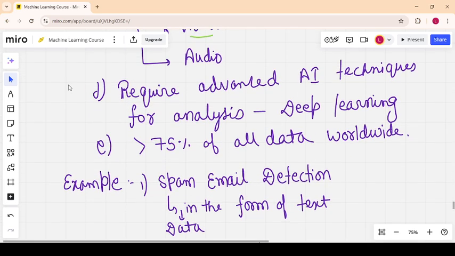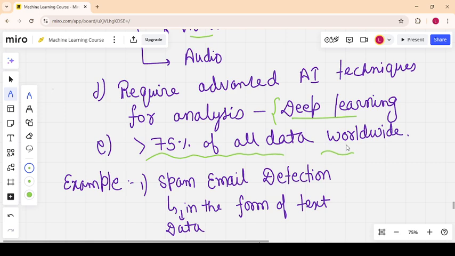To understand and process unstructured data, we require an advanced technique, that is, a deep learning based technique that involves neural networks inspired by the human brain. I will discuss it in an upcoming lecture. So you can think that we need an advanced deep learning method to process unstructured data. In a real world scenario, you will see more than 75% of all data is unstructured. You will find text, image, audio, and videos.